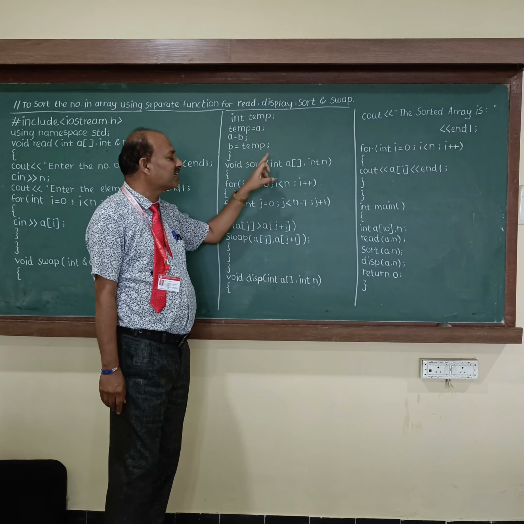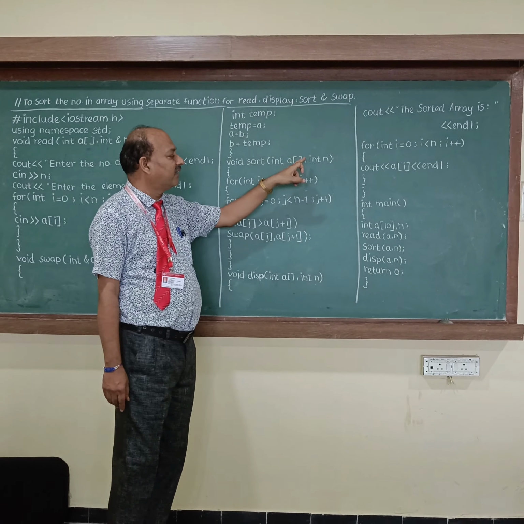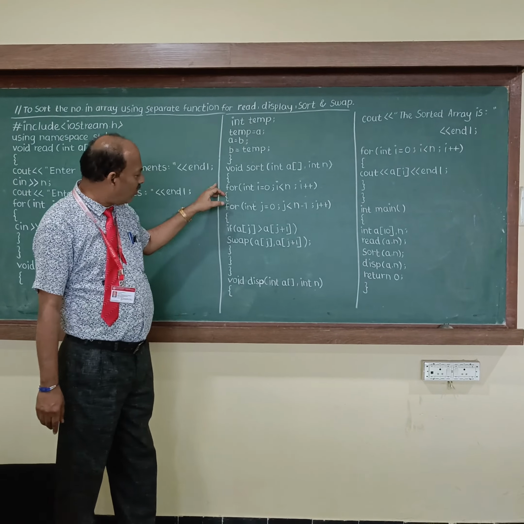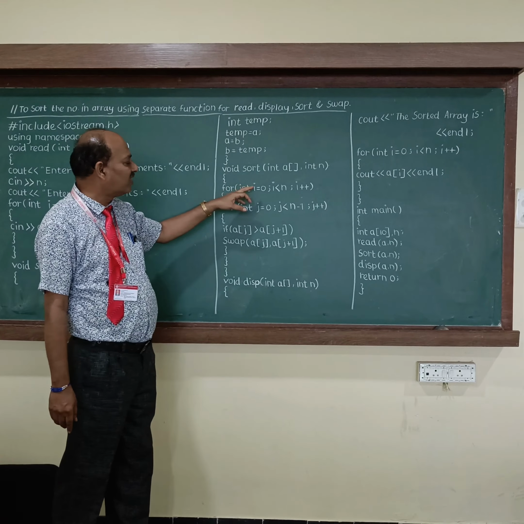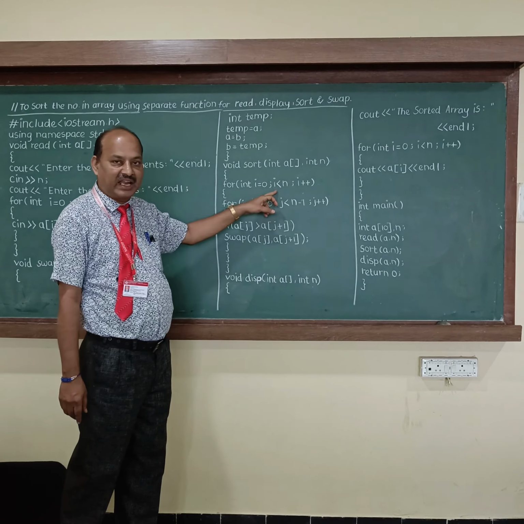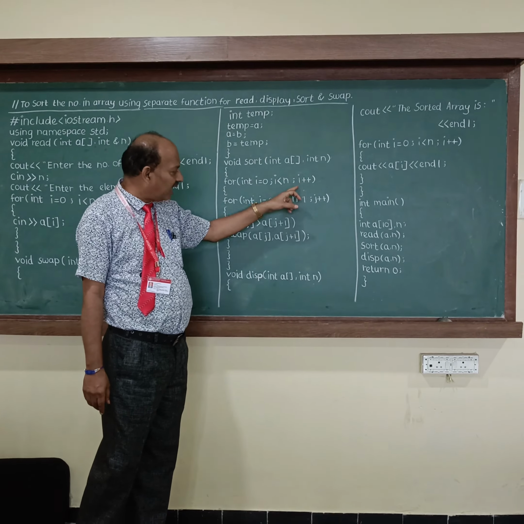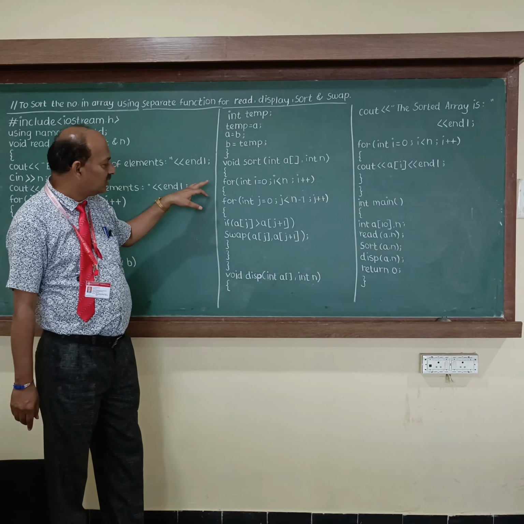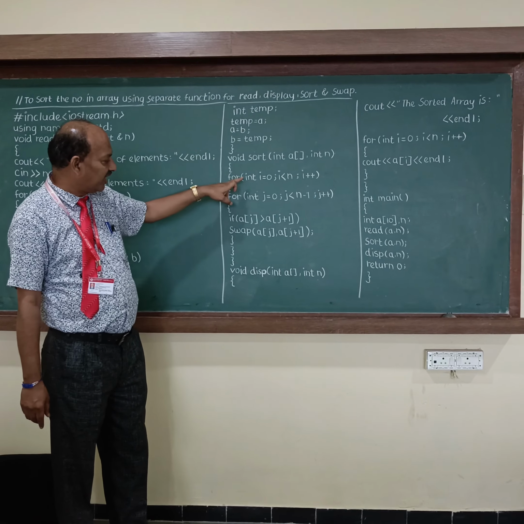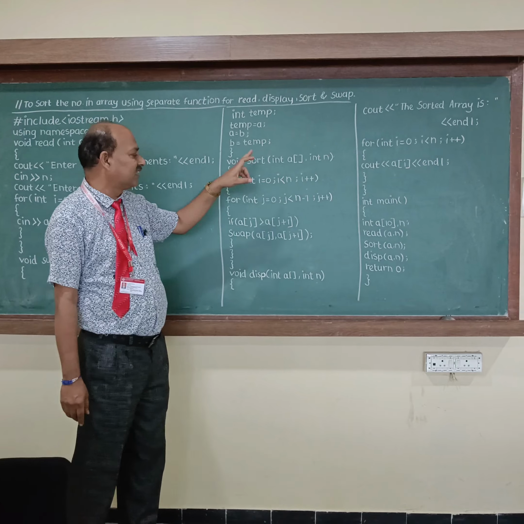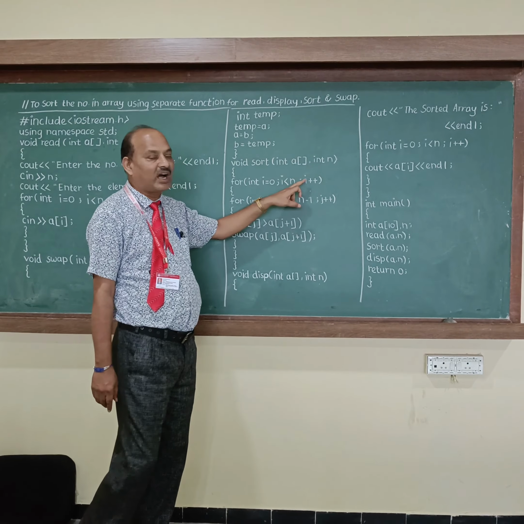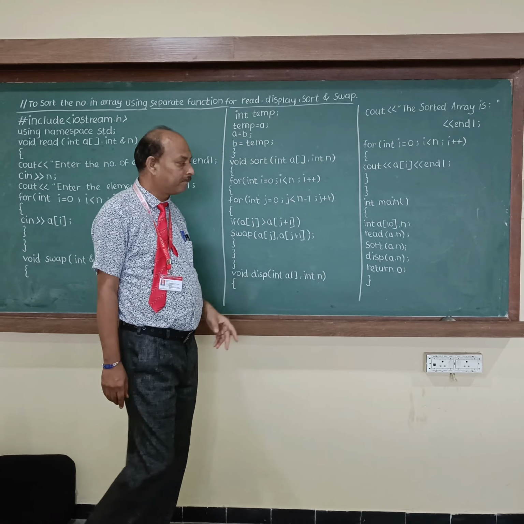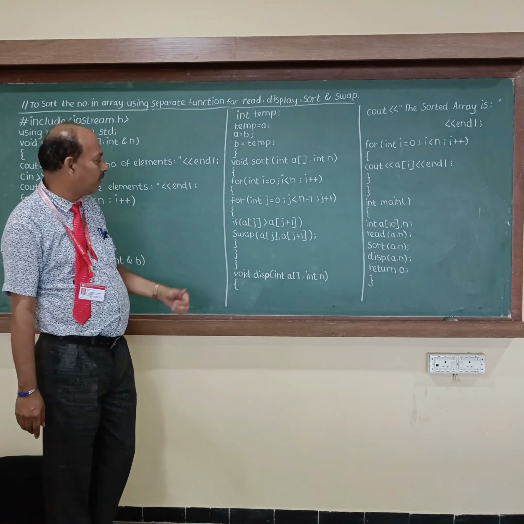Void sort(int a[], int n), open the brace. for (int i = 0; i < n; i++). So this is the for loop, from i equal to 0 till i is less than n. You have to increase the value of i.